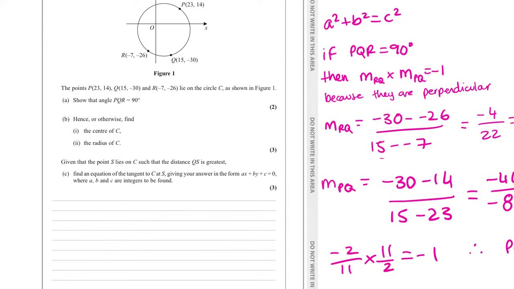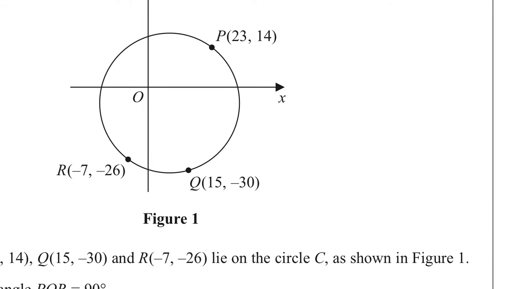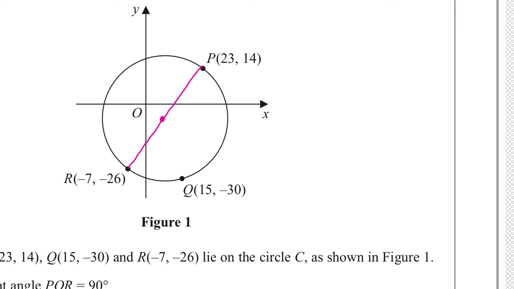Brilliant. Hence or otherwise, find the centre of C. Now, do you remember the circle theorem? You know, if this goes through the radius, if it goes through the centre, then it's going to make 90 degrees. They've told you it's 90 degrees, so the centre is in fact the midpoint of RP. Yeah? So what is the midpoint? 23 to 7 is what? So 15, 8? Yeah? 14 to minus 26?